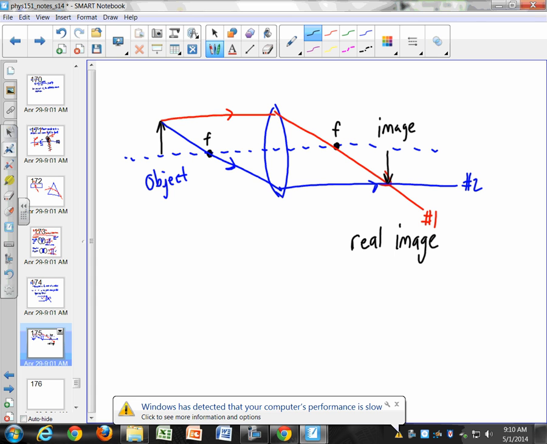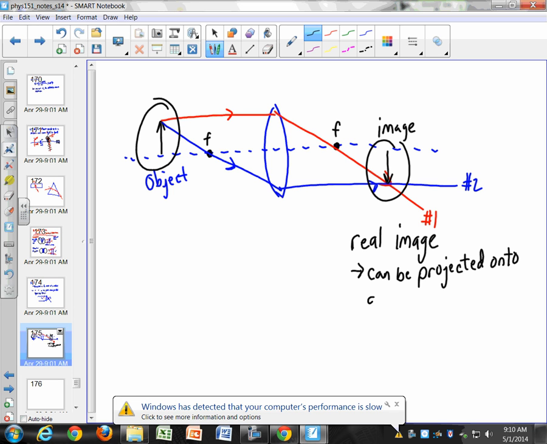This type of image is called a real image. Right, the one below the axis. This is not an image. This is an object. That's whatever the thing is, right? A dog or whatever you're looking at. This is your image, and it is a real image. It's called a real image because it can be projected onto a screen. Any image that can be projected onto a screen is a real image.